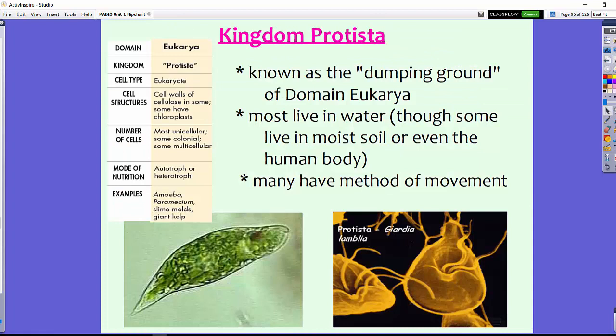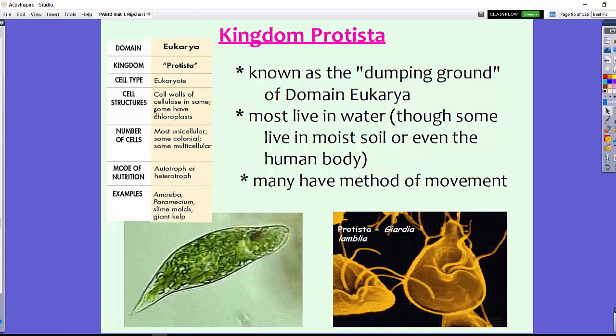So let's talk specifically about the kingdoms now. So we know we're in domain Eukarya, and the kingdom that we're going to first talk about is Protista. Now you notice that it is in quotation marks, and this is because this is known as the dumping ground. Anything that doesn't fit in the other 3 categories, like your animals, your plants, and your fungi, typically is placed in here. I'm sure everybody has a kitchen drawer or a drawer in their house that holds everything that doesn't really fit anywhere else. That is Kingdom Protista.